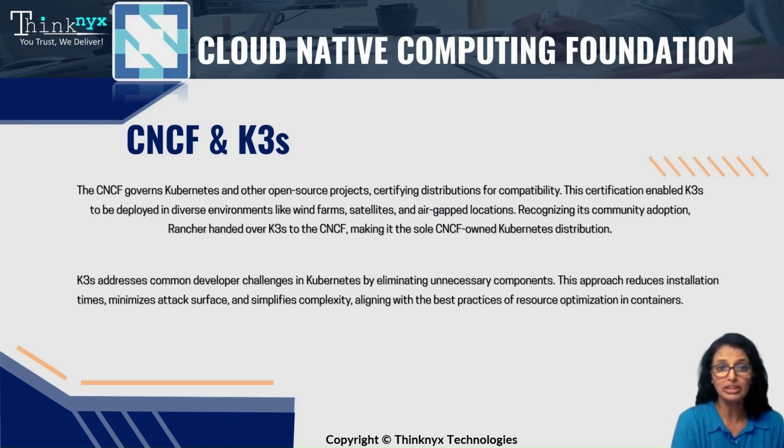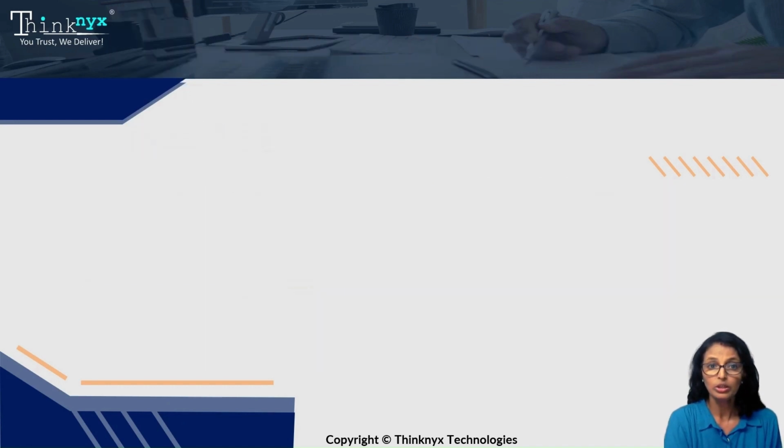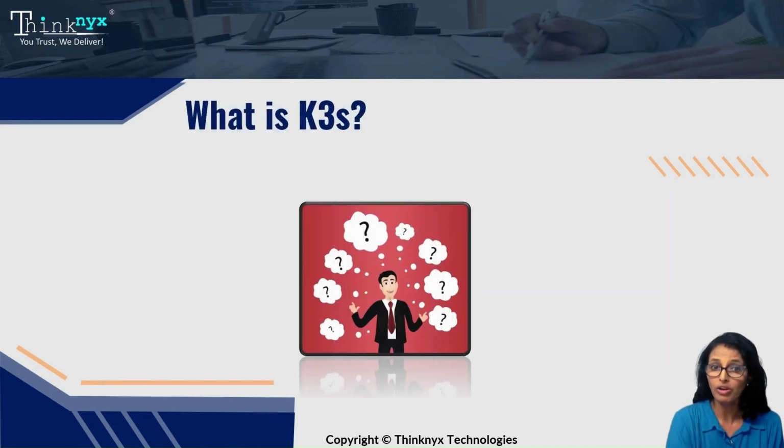K3s is Kubernetes with the bloat stripped out and a different backing data store. That said, it is important to note that K3s is not a fork. It just has the core Kubernetes functionalities and remains close to native Kubernetes. Let's move further to know what exactly is K3s.